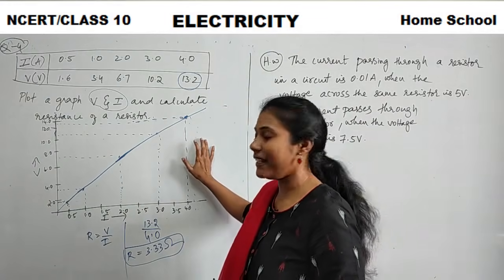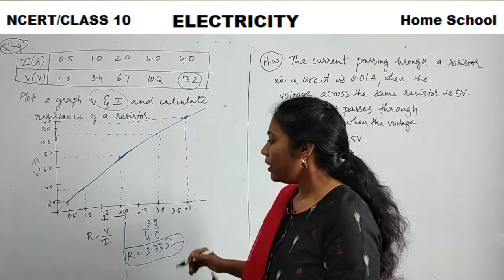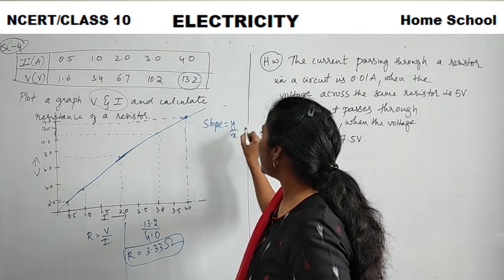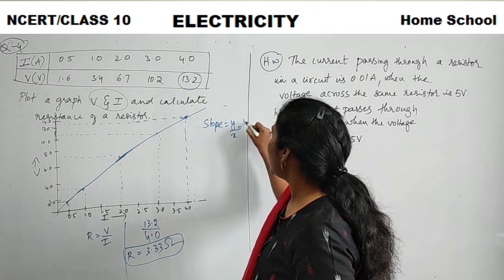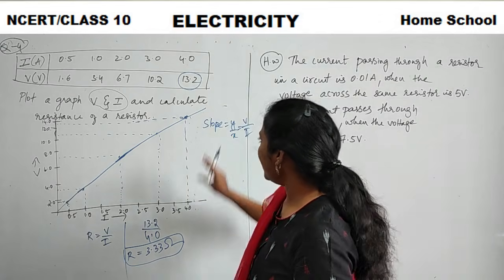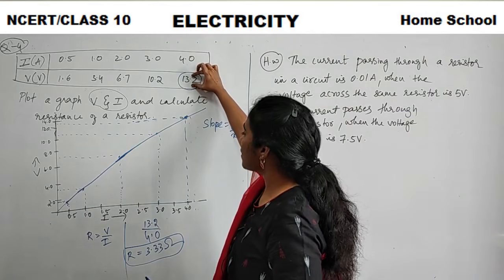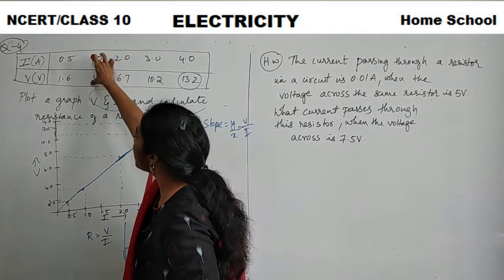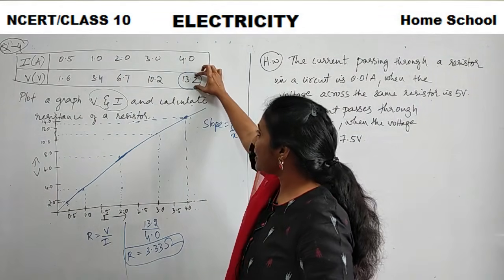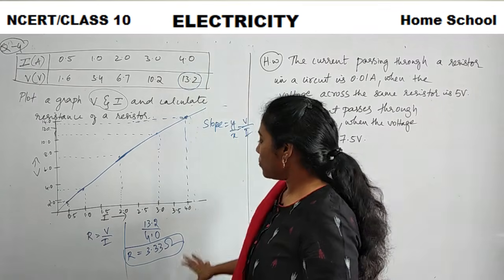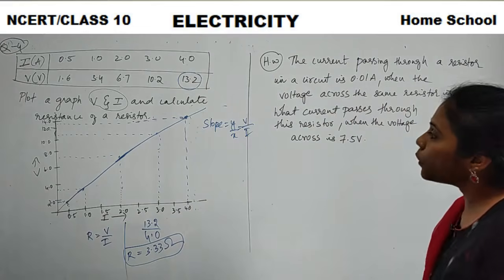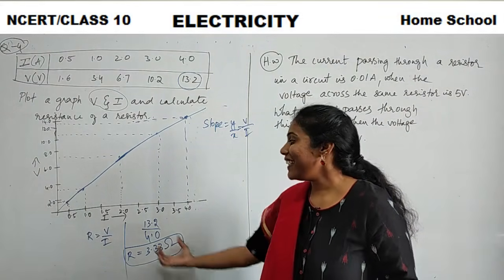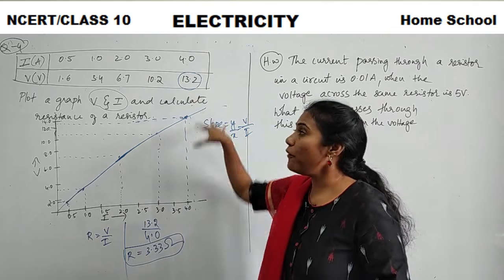Resistance is nothing but slope, right? Slope of a graph, that is y by x. So slope, here slope is nothing but y divided by x. Y is what? V. X is what? I. So any values you take, either you can take this value of V and this value of I, or you can consider these two values, or you can consider these two, anything you can consider. I have considered this as a V value and this as an I value. So I got the resistance 3.33 ohms. Clear? So this is all about calculating resistance from the values of graph.